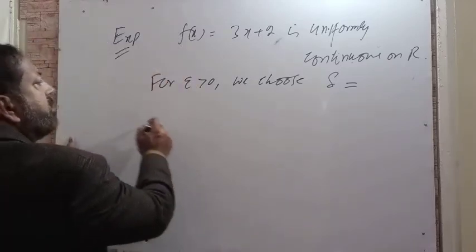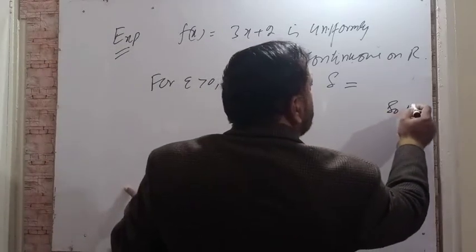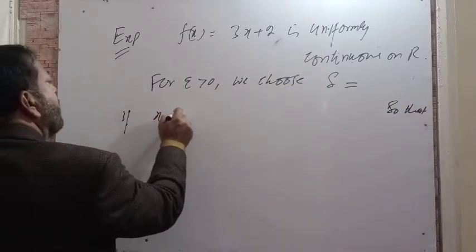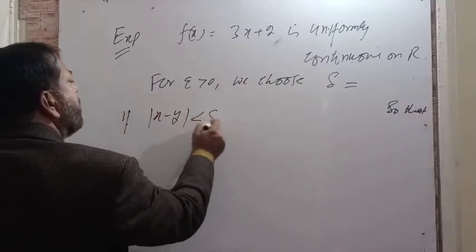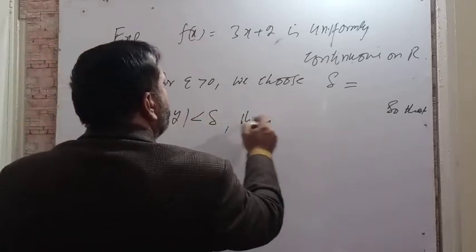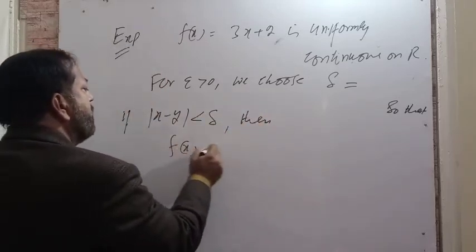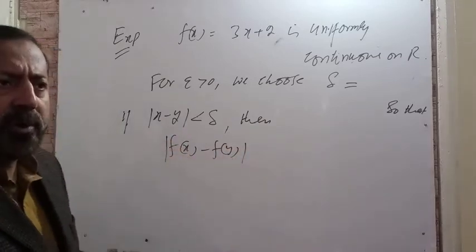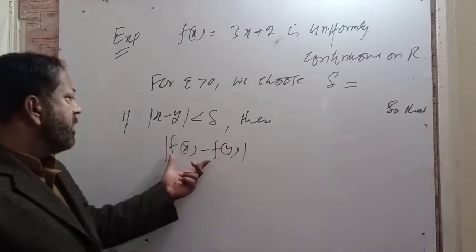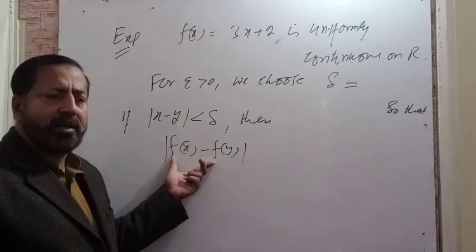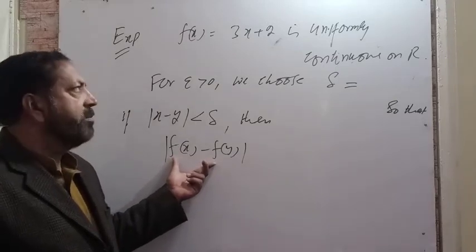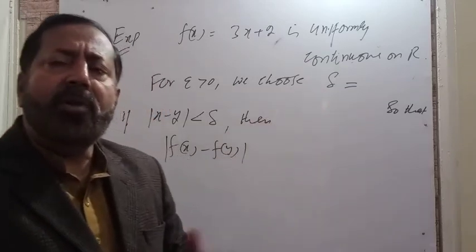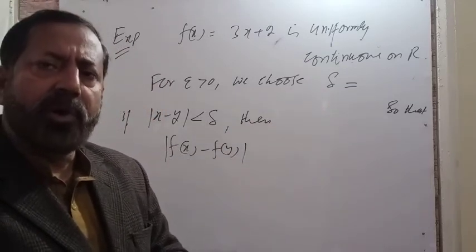So that if |x − y| < delta, then you have to check that |f(x) − f(y)|, you know x and y are arbitrary points, so you need to show that this is less than epsilon for some appropriate value of delta, depending upon epsilon only, not depending upon the point, right?